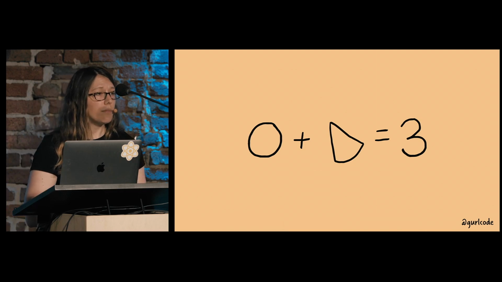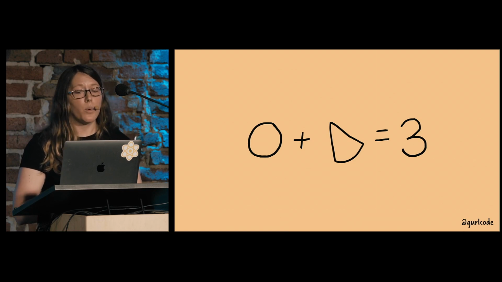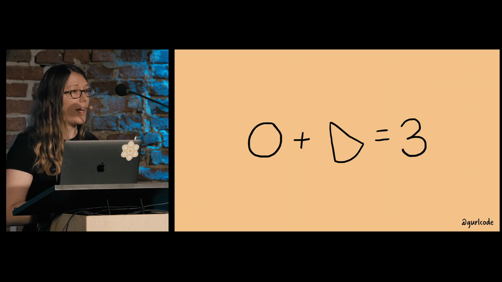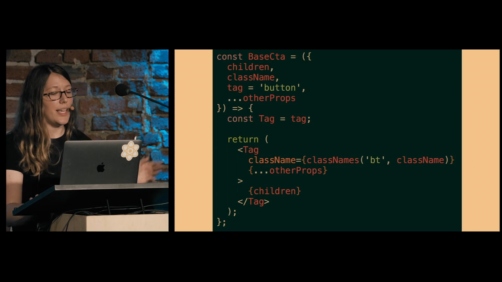So ultimately, what I chose to do was to combine them into an option three. I want a base component that handles some of the common UI behavior, but I want to break the CTAs out into their own components where I could specify some behavior. So this is the base CTA component.